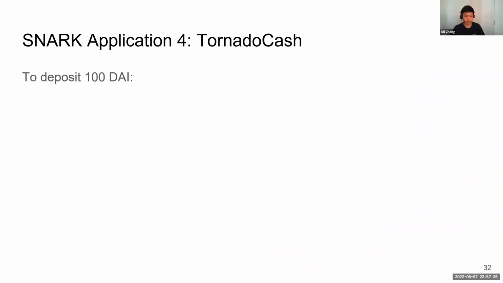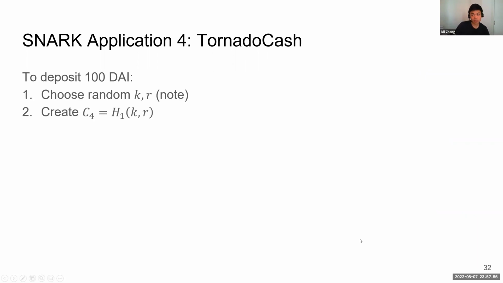Okay, so to deposit 100 DAI, say I want to send my DAI to Tornado Cash so that then I can withdraw it from the other end anonymously. I will choose some randomness, K and R. This is very resemblant to Zcash. I'm going to call this combination of K and R a note, but it's just two random variables. I'm going to create a coin from this note. The C4 is going to correspond to the hash function of K and R.